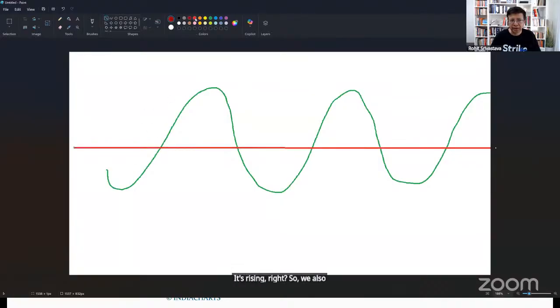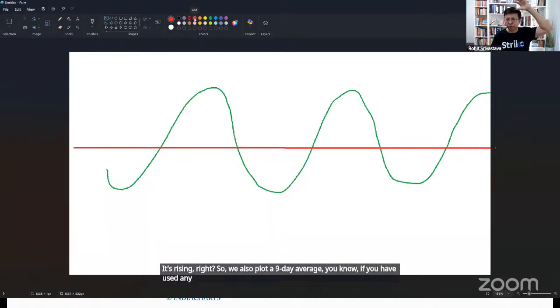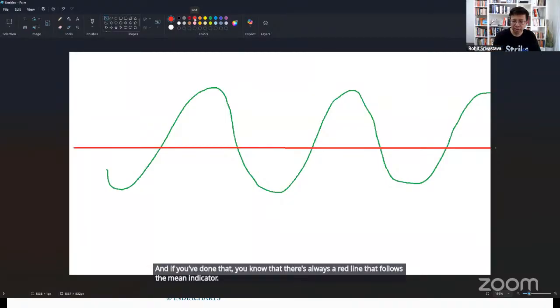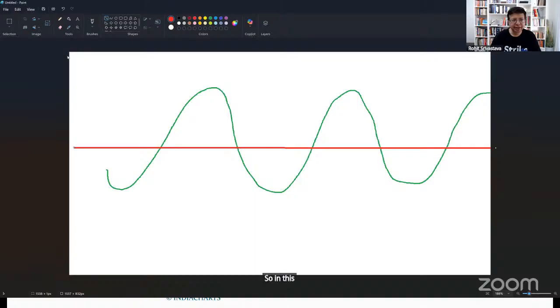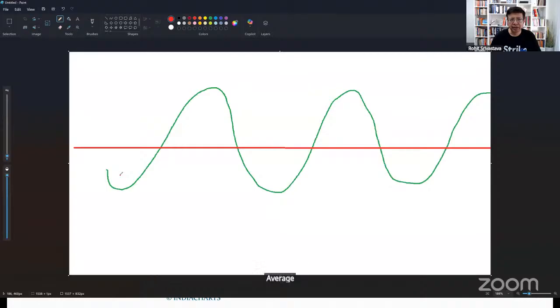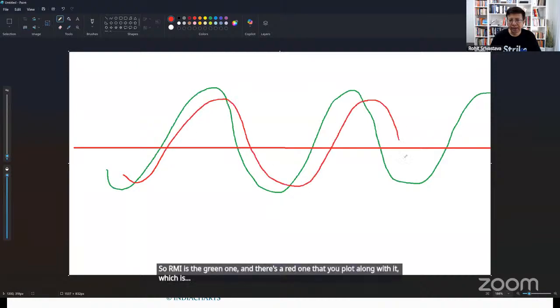So, we also plot a 9-day average. If you have used any indicator, and I'm sure many of you have in the past, you know that there's always a red line that follows the main indicator. In this case, that red line is basically a moving average. In most indicators, even MACD or RSI, you often plot a 9-day exponential average of the indicator itself. So RMI is the green one, and there's a red one that you plot along with it, which is a 9-day average of the indicator itself.